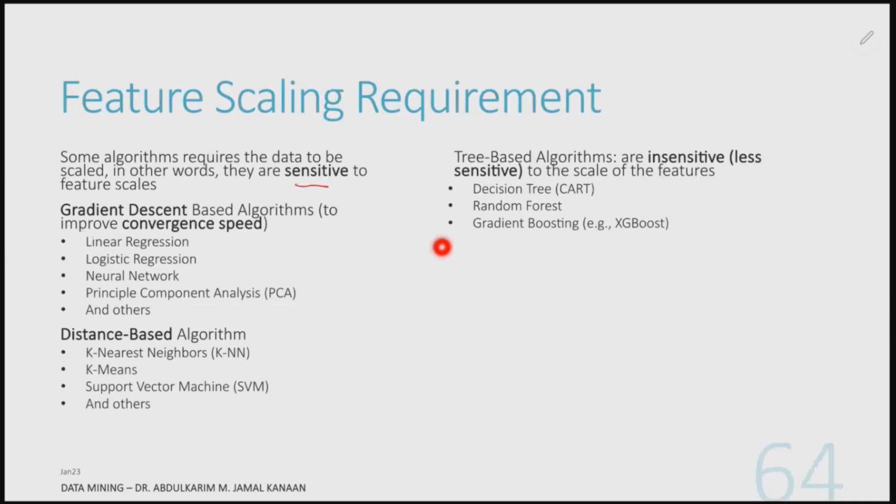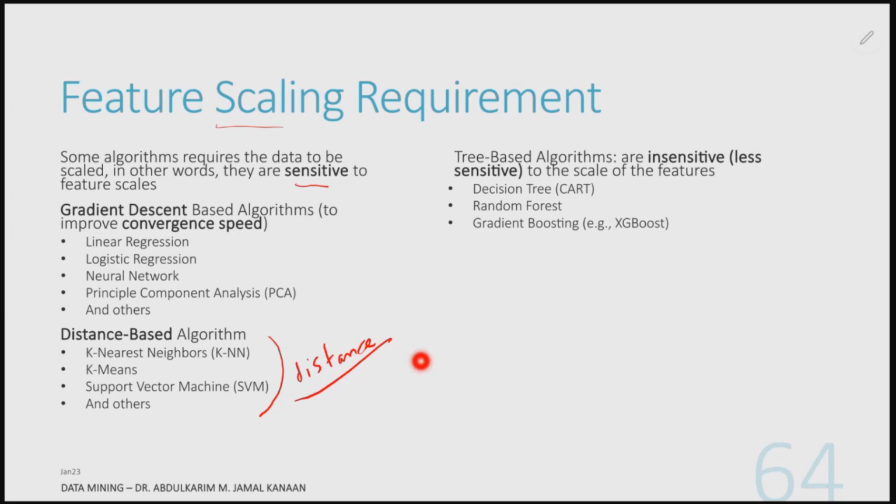So these are some of the algorithms that are sensitive. Gradient descent based algorithms in general, like linear regression, logistic regression, neural network, and principal component analysis, which we're going to discuss later on. Distance based algorithms like KNN, K nearest neighbor, K means, support vector machine, and others. In other words, keep in mind any algorithm that requires calculating distance, because distance is subject to the scale, how far the data point is based on the scale. Then it's better to apply feature scaling, okay?